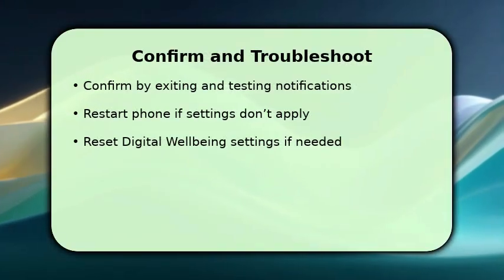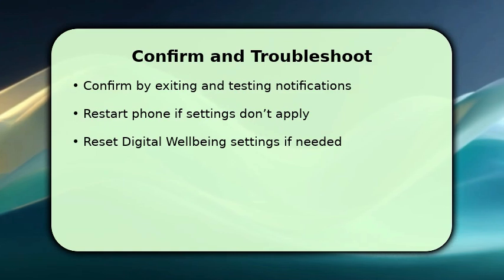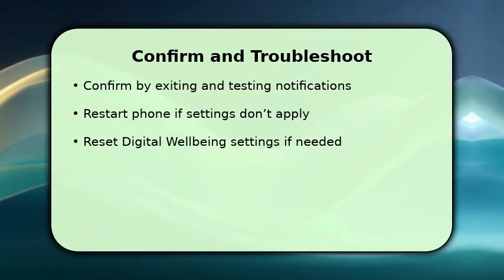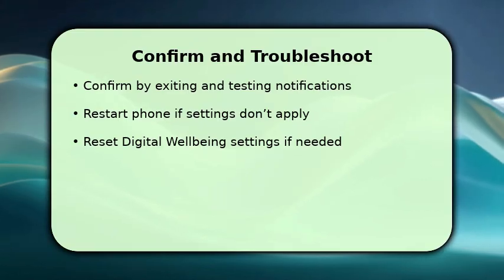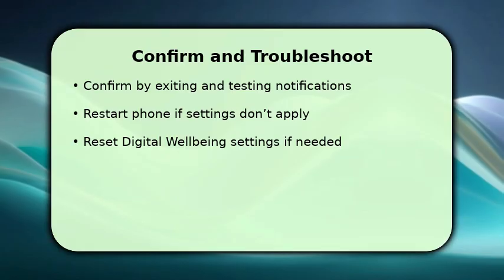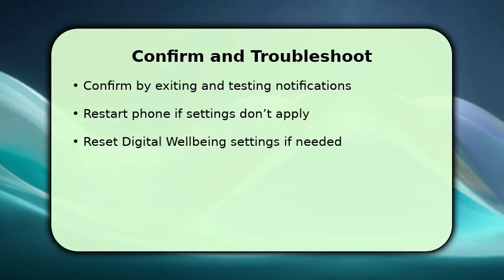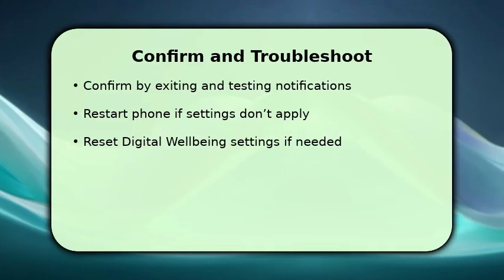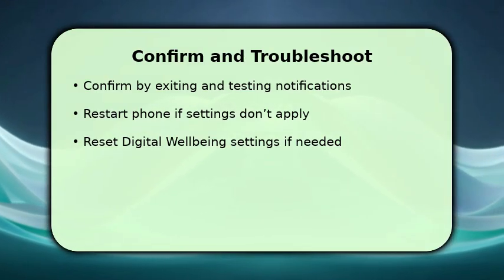Once done, exit settings and test by sending yourself a notification or checking screen brightness changes during the former bedtime window. This confirms it's off. If changes don't apply, restart your phone because a reboot clears lingering system states and forces settings to reload. If problems persist, open Digital Wellbeing and use Reset App Preferences or Reset Digital Wellbeing Settings. This clears custom rules. If those steps fail, update your phone software, because bugs can prevent toggles from taking effect.